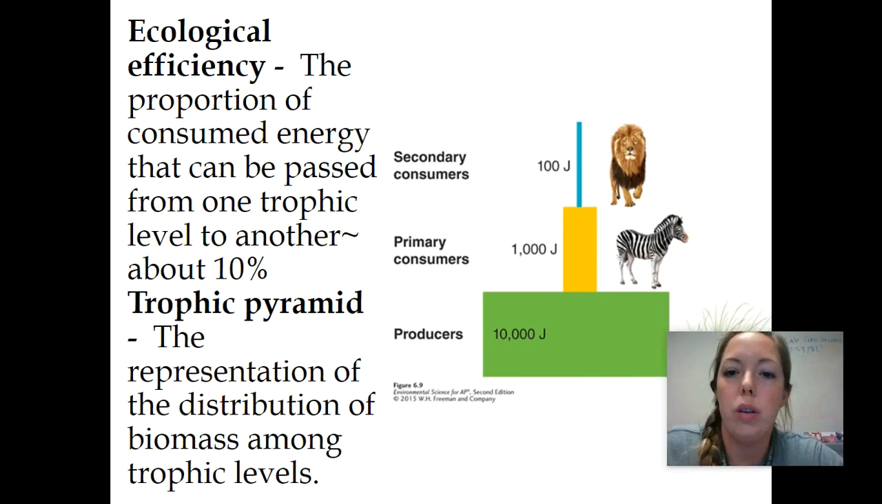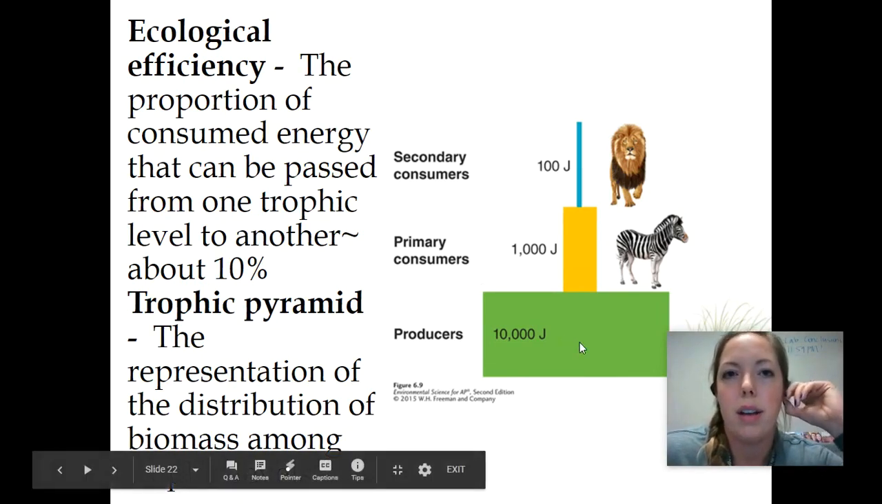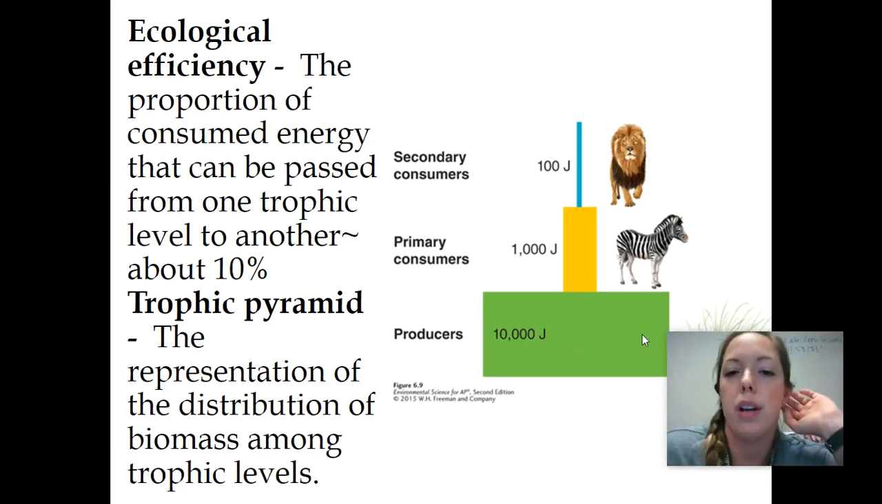Okay, so we use this thing called a trophic pyramid to represent this distribution. All right, trophic pyramids tend to look similar across ecosystems. They're usually about this size. And we use this term called the rule of 10%, which says that 10% of the energy moves up to the next trophic level, okay?